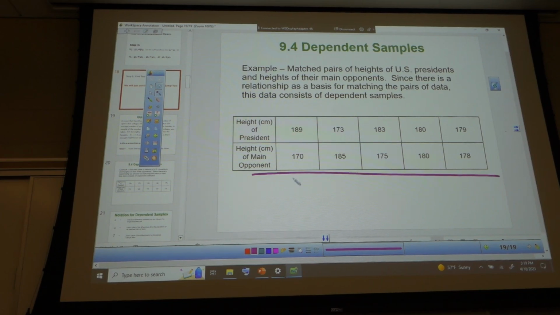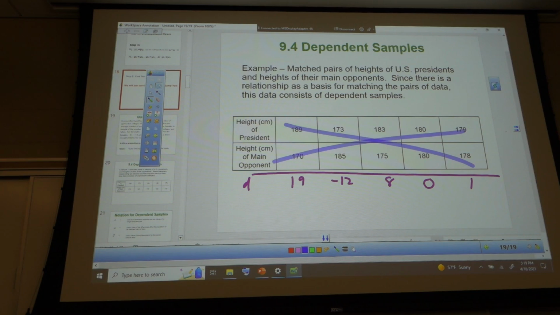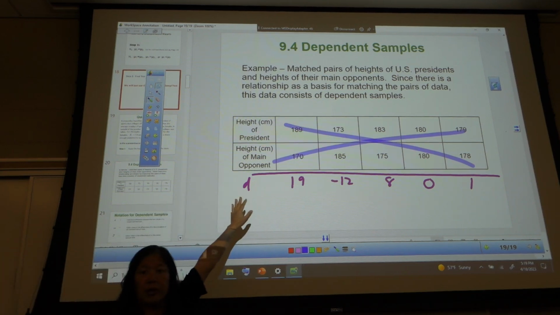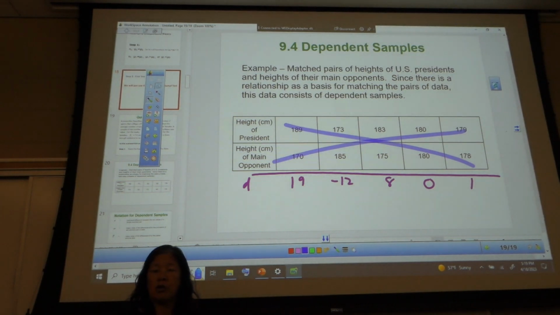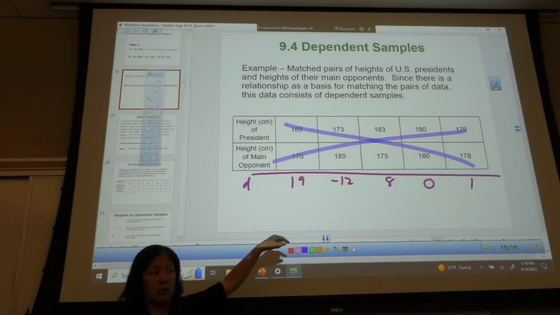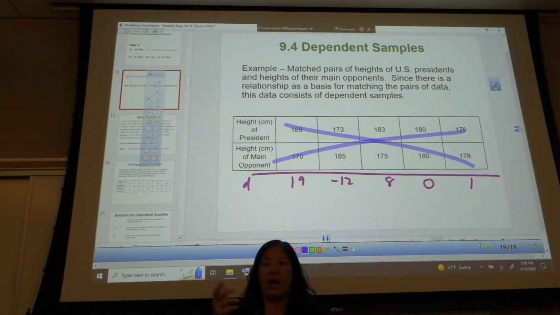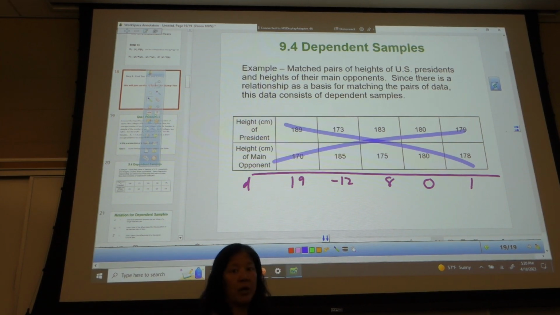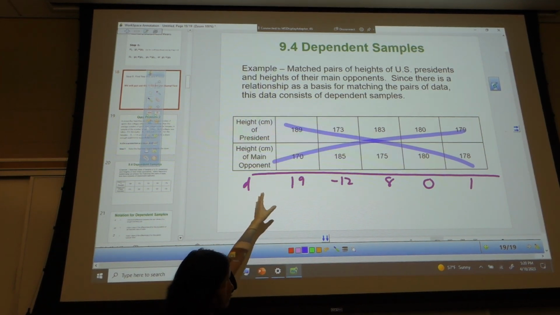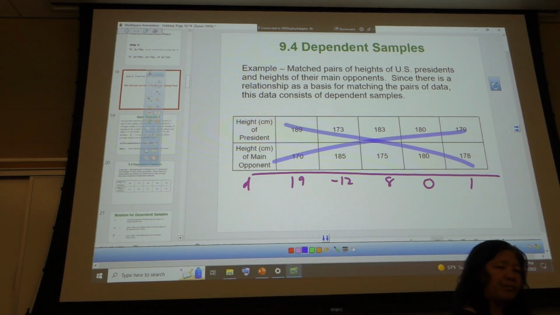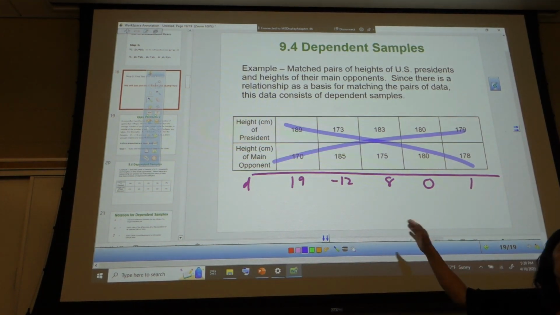We subtract them, and then we call these little d's our differences. So now we no longer have 2 samples. We only have 1 sample, the sample being the differences between the two groups individually. Here it's Kennedy and Kennedy's opponent, Lincoln and Lincoln's opponent. You can't mix and match and say Kennedy and Lincoln's opponent. It's got to be the president and their opponent. You find the differences between all these, and then it's just a one sample t-test on this.